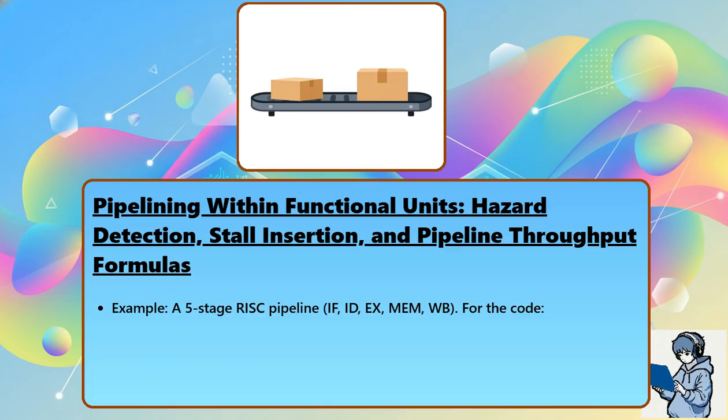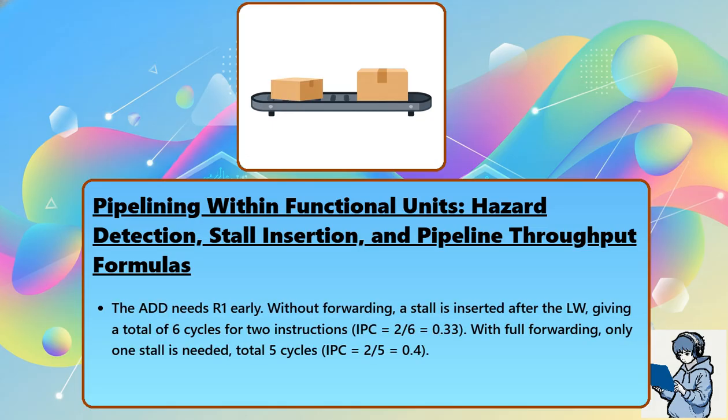Example: a 5-stage RISC pipeline, instruction fetch, instruction decode, execute, memory, write back, for the code: load word R1, 0(R2), add R3, R1, R4. The add needs R1 early. Without forwarding, a stall is inserted after the load word, giving a total of 6 cycles for 2 instructions. IPC equals 2 divided by 6 equals 0.33. With full forwarding, only 1 stall is needed, total 5 cycles. IPC equals 2 divided by 5 equals 0.4.